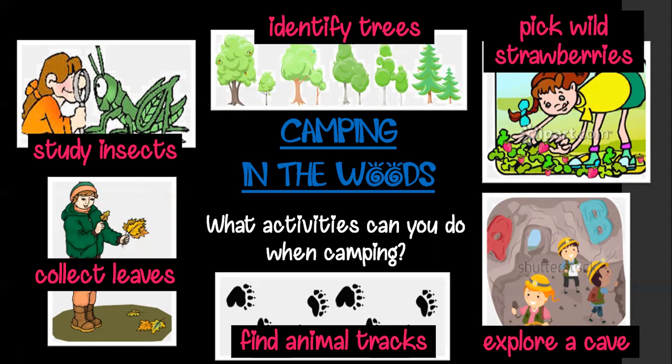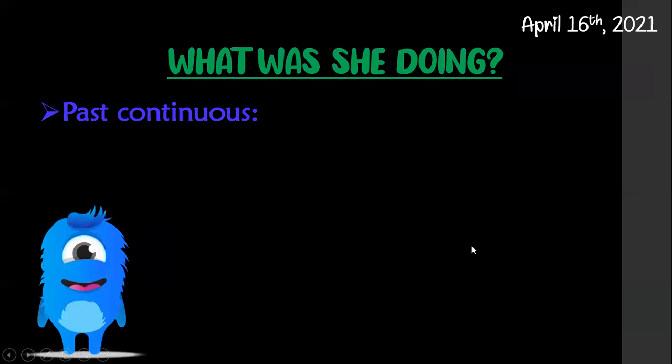So we can use these expressions to express activities that we do in the present, that we could do in the future, and that we did in the past. In this case, we are going to use them to express past activities. Okay, so this is what we saw today in class, April 16th, 2021.